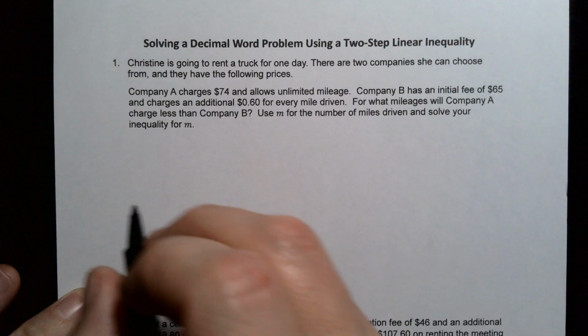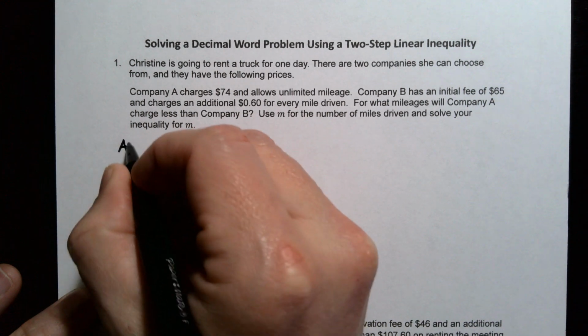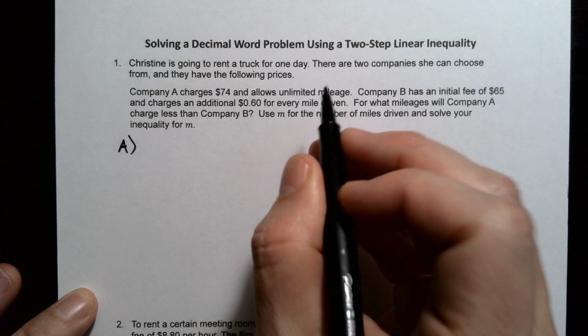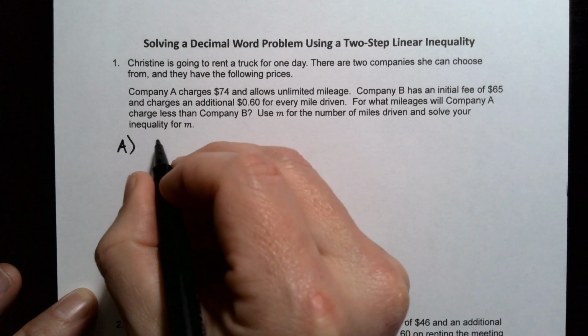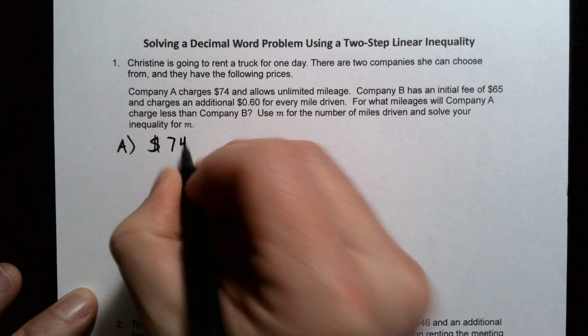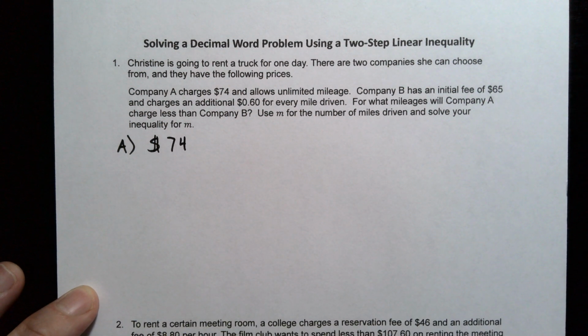Company A, so let's write this down here. The price of A is $74, and the mileage doesn't matter. It's unlimited mileage. So it's not going to charge you more if you use more miles. So it's just a $74 flat fee to use the truck.